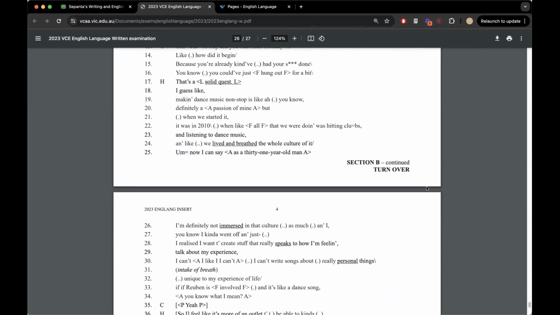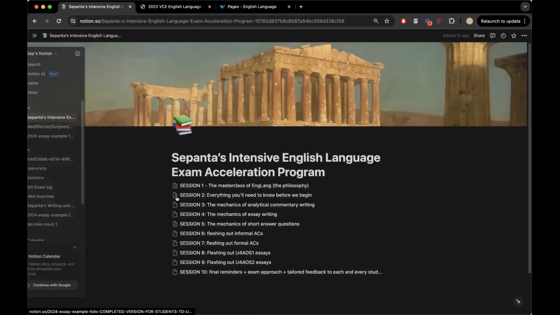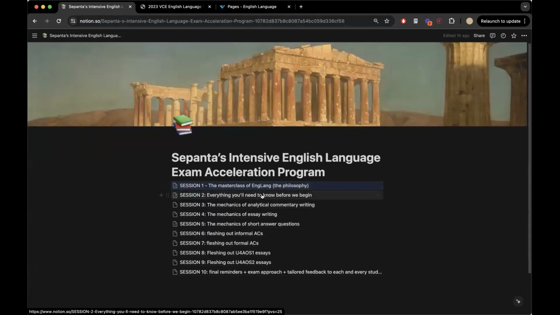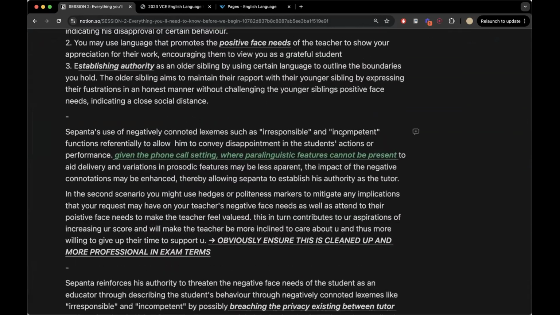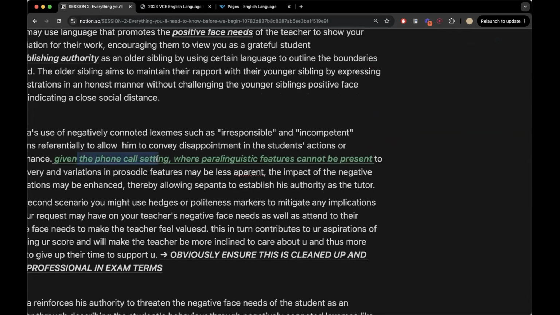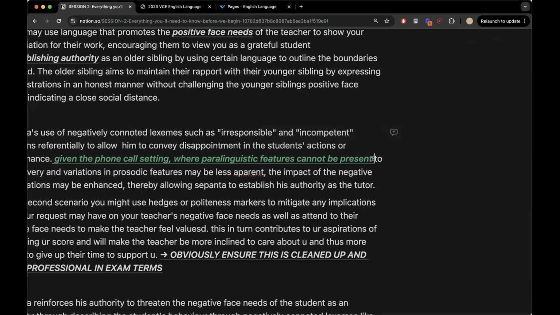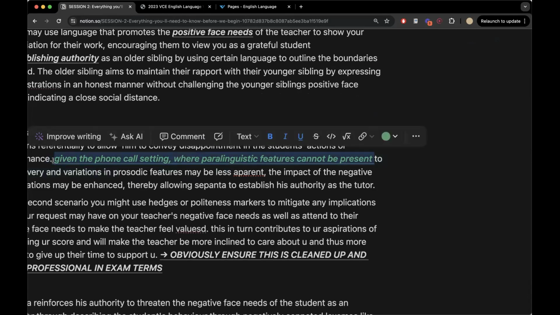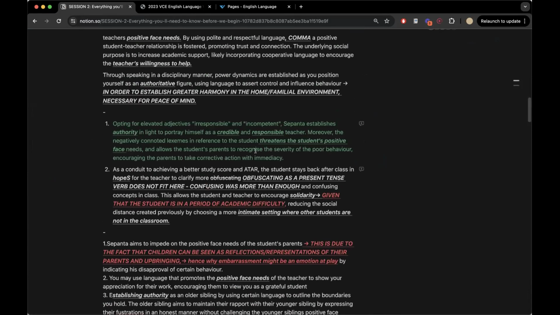How to make ACs, I've got a question here. How to make your ACs not generic then if everything is pre-memorized? The way to do that, Justin, is this. It's definitely not that everything is pre-memorized, right? It's sections of it you come in knowing how to analyze, but then you add little bits like this. Given that this setting is on a phone call where paralinguistic features cannot be present, you can't memorize something like this. This is your live on-the-spot analysis that separates you from other students. So it's about the little moments like this that make you unique compared to others, right?